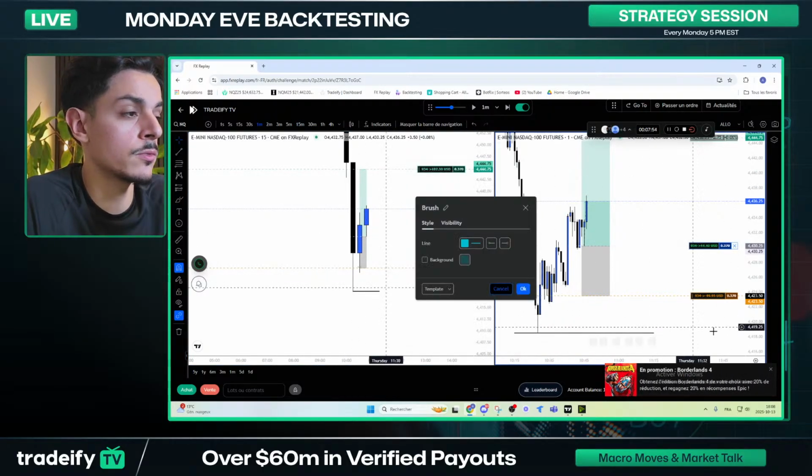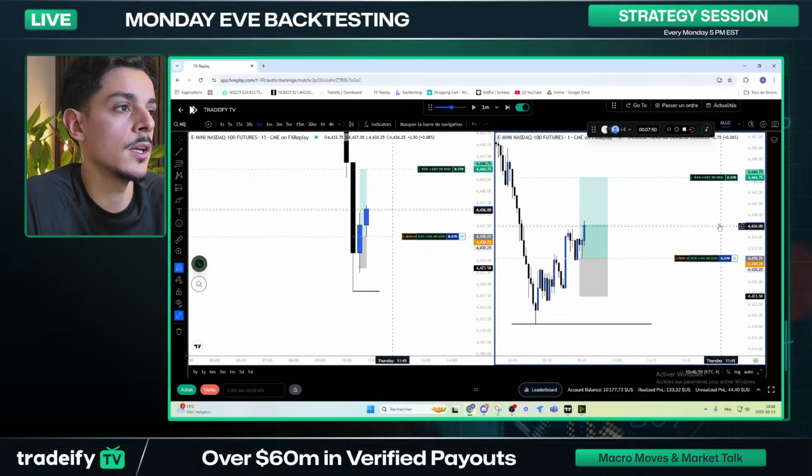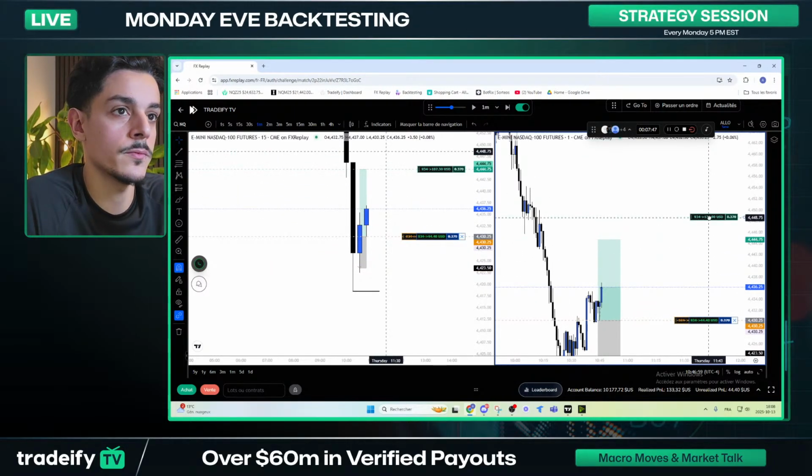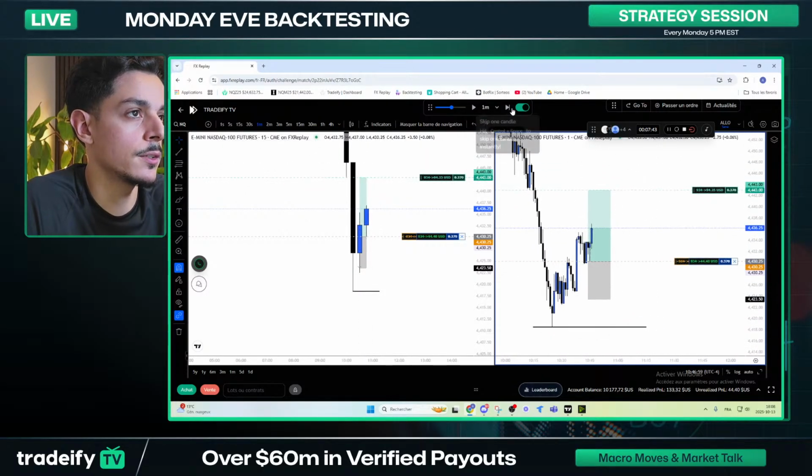So here I'll take off 75% of my position, put my stop loss back to break even, and we're going to try to let it ride actually here. You know what? Back here, this should be good for a 1.8.